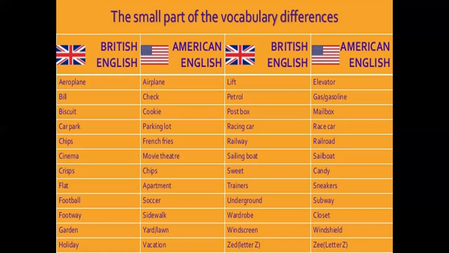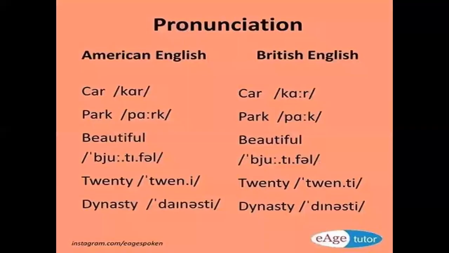Sweet in British and candy in American. Trainer in British and sneakers in American. Underground in British and in American, it is subway. Wardrobe is British and closet is American. So like this, you have different vocabulary differences in British and American. Okay, now let's get started with the pronunciation.